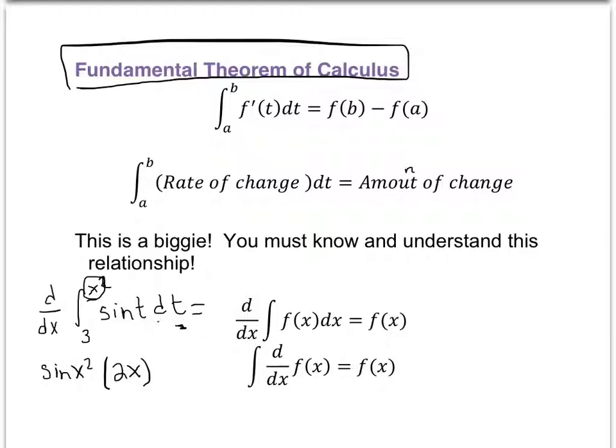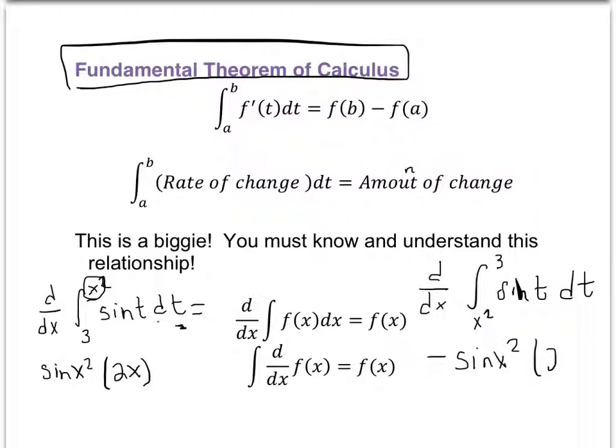Also remember, because sometimes we see this, that if we were to have d/dx of the integral from x squared to 3 of sine t dt, then because the 3 and the x squared are reversed, I would end up with negative sine x squared times 2x.